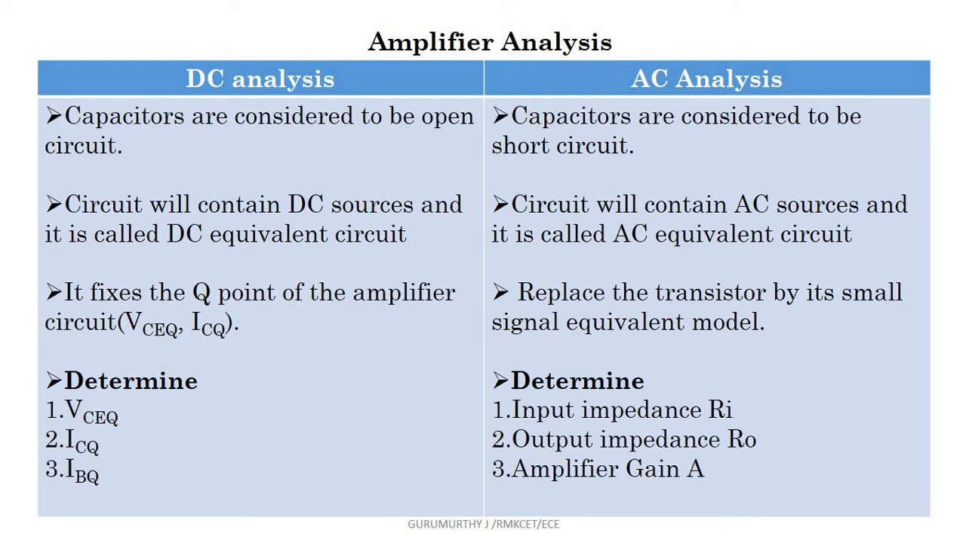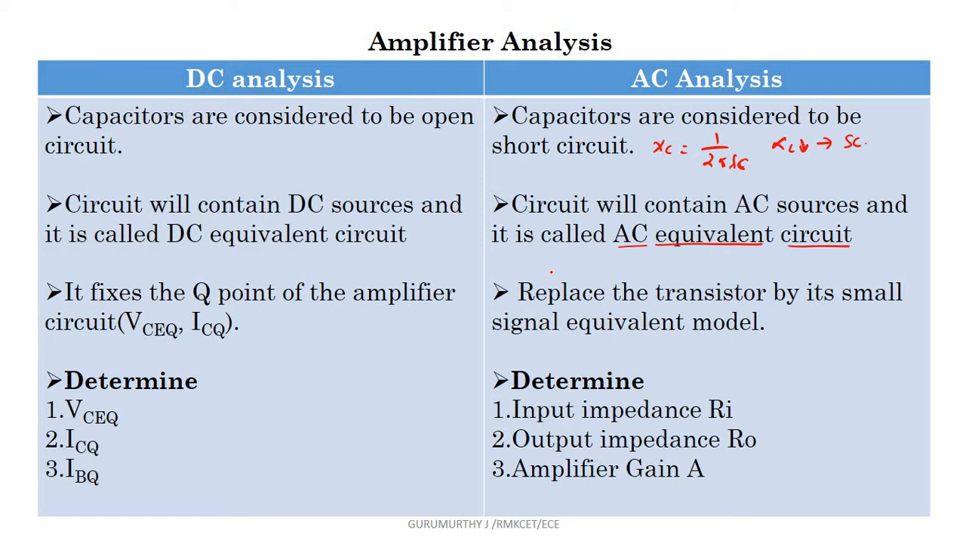When you go to AC analysis, the capacitor reactance XC is 1 by 2 pi F C. When frequency is sufficiently large, XC becomes small, so it is considered to be a short circuit. The circuit will contain only AC and doesn't have any DC, so this is the condition where DC is made equal to 0. The circuit will contain only AC and it is called the AC equivalent circuit.